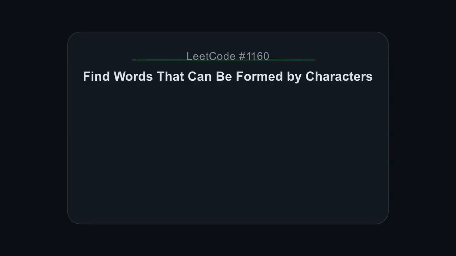Today, we're tackling a problem that asks us to identify which words can be constructed using a limited set of characters, then sum their lengths. It's a straightforward task on the surface, but the efficiency of your character checking is critical.